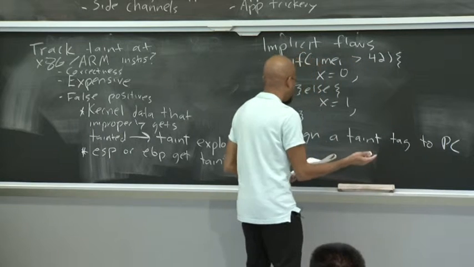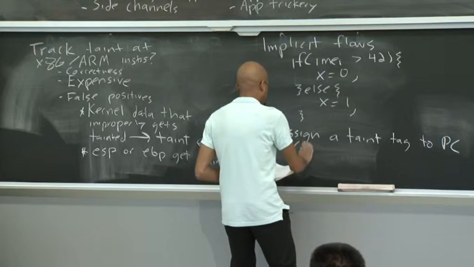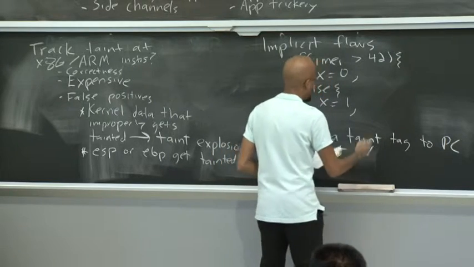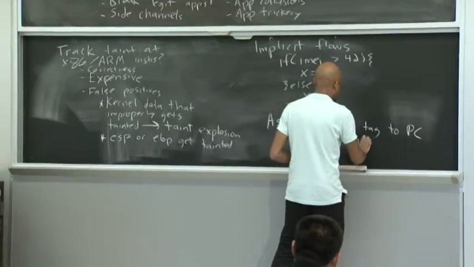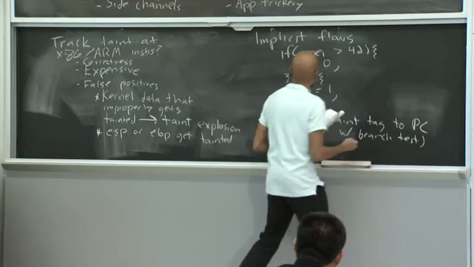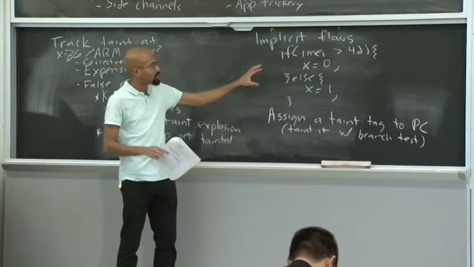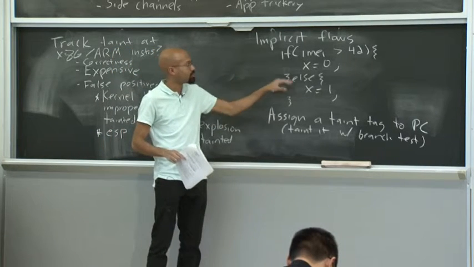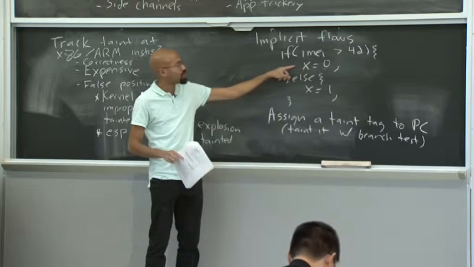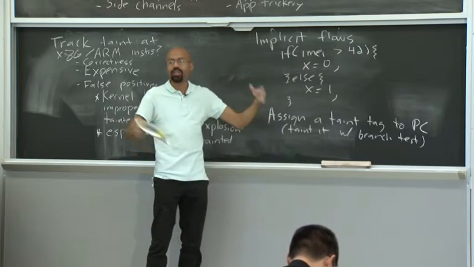Right? And then essentially you taint it with the branch test, basically. So the idea here is that we as humans can look at this code and tell that there's this implicit flow here, because we know that somehow to get here, we had to look at the sensitive data. So what does that mean at the implementation level?